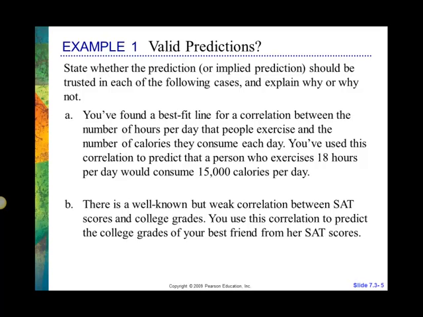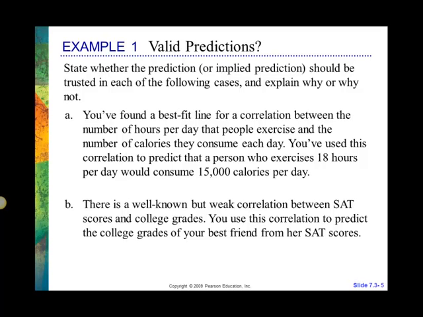You found a best fit line for correlation between number of hours people exercise and the number of calories they consume, which we looked at last chapter. And you've used this correlation to predict that a person who exercises 18 hours a day would consume 15,000 calories. Well, our data only went up to a certain amount of time. 18 hours is way out.